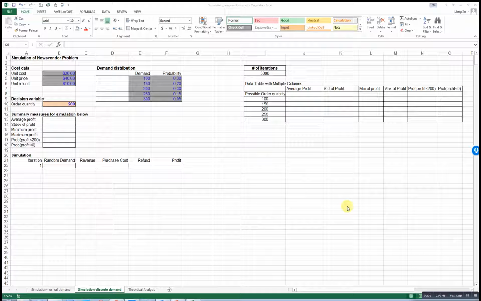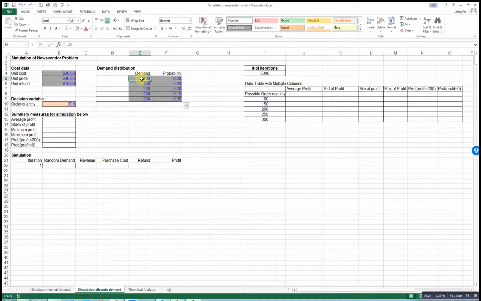Class, if you finished the newsvendor simulation in the previous video, that will be great. Most of the things are the same for this video, except now the demand distribution is not normally distributed. The demand is a discrete distribution, which is described here.